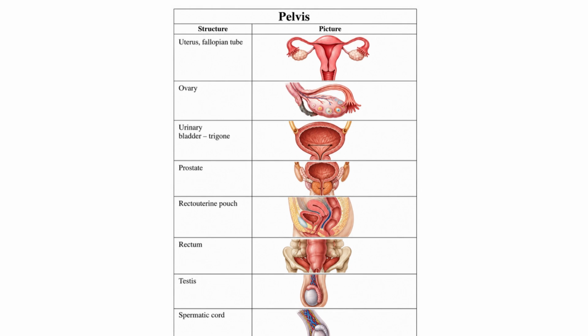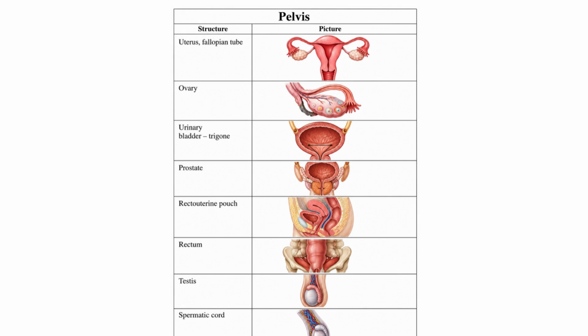And coming to the ovary, it is almond shaped and it is medial to the fallopian tube, and it contains follicles at various stages. Coming to the trigone of the urinary bladder, which is a triangular smooth area on the posterior wall bounded by two ureteric openings and the internal urethral orifice.